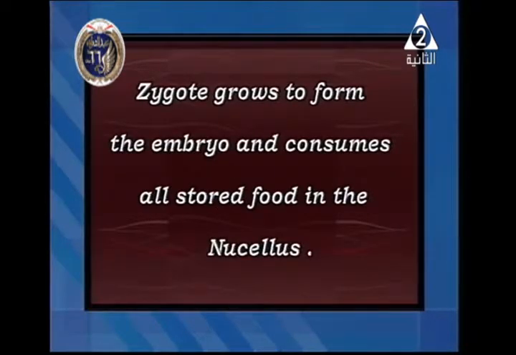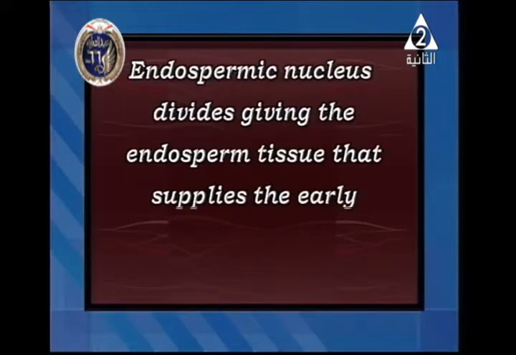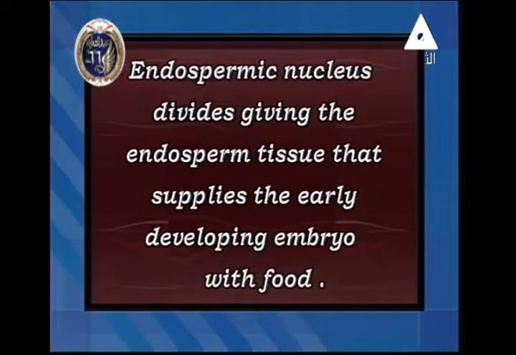After that, the zygote, remember that. The zygote grows more and more to form the embryo, okay? And this embryo consumes all the stored food in the nucleus. But what is going to happen after that? The endospermic nucleus divides to give the endosperm tissue. This endosperm tissue supplies the early developing embryo with food.